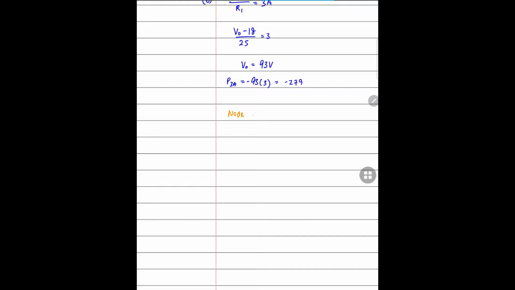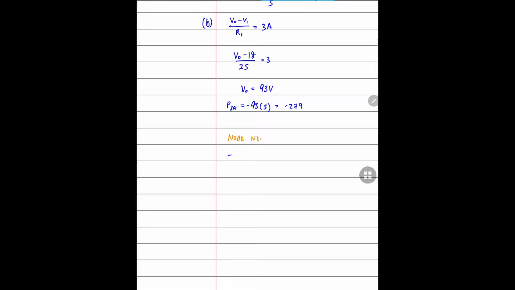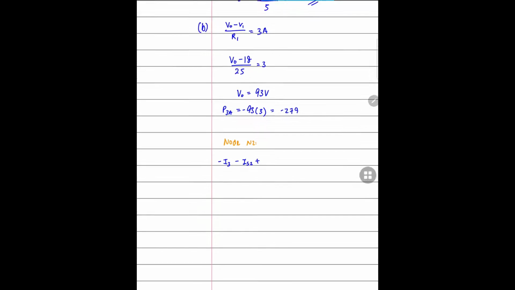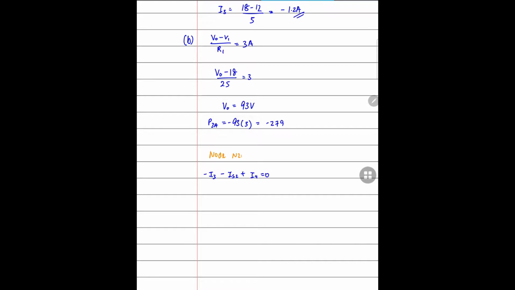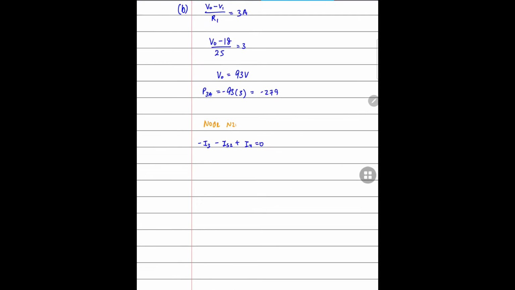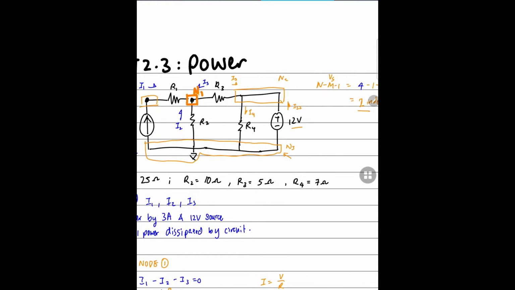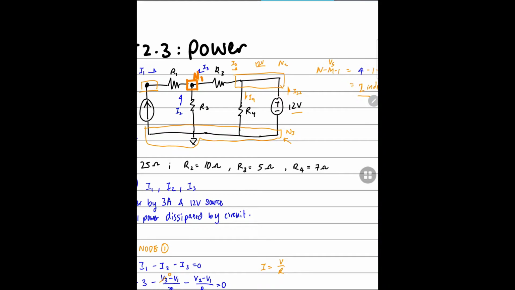Now we want to compute the power supplied by the 12 volt voltage source. We can do that by analyzing node 2. By analyzing node 2, we can find the current flowing through the 12 volt voltage source, which is IS2. We know there's a current I3 flowing into node 2, I4 flowing out, and IS2 flowing in. So I3 will be negative, IS2 will be negative, and I4 will be positive.